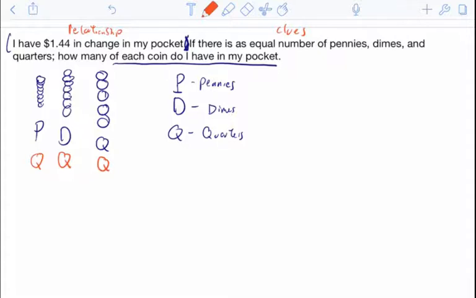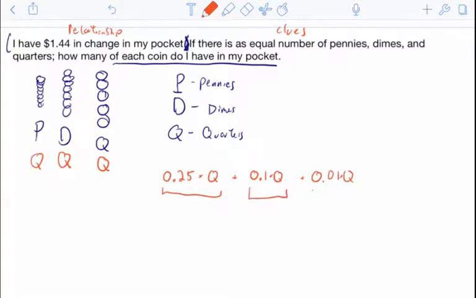There's $1.44 in change in my pocket. That means if I add up the monetary sum of each of these, it's $1.44. The monetary value of a quarter is 25 cents. So I add that to the monetary value of a dime, and add that to the monetary value of a penny. This is the amount of money in quarters, and this is the amount of money in dimes.